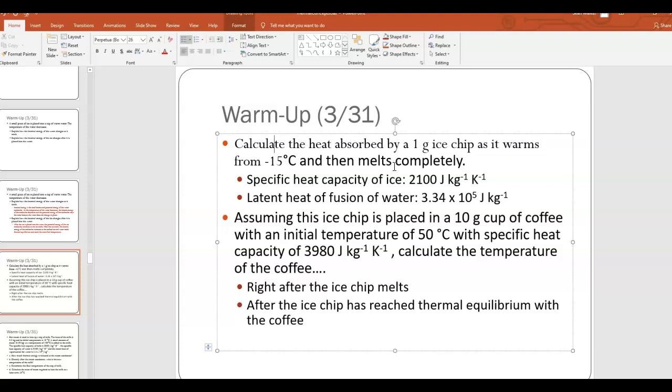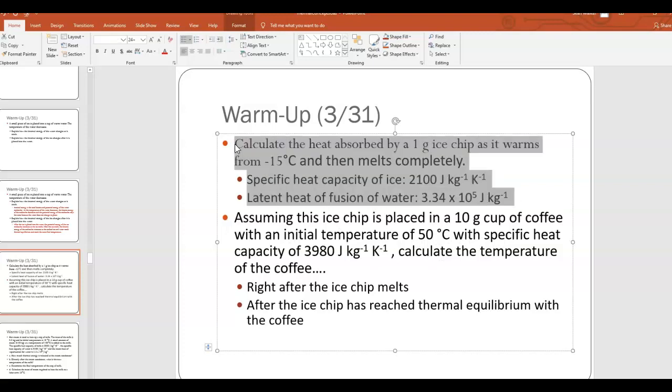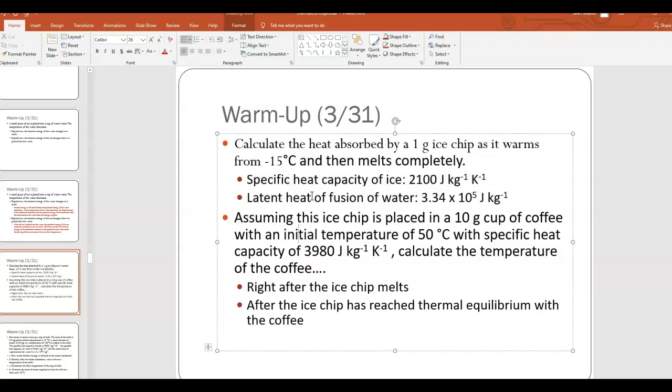And then the next part of the question says, assuming this ice chip is placed in a 10 gram cup of coffee with an initial temperature of 50 degrees Celsius, calculate the temperature of the coffee. Okay, so we're going to do the first part first, and then we'll see what happens after we put the ice chip into the cup of coffee. So, calculate the heat absorbed by the 1 gram ice chip as it warms from negative 15 degrees Celsius.